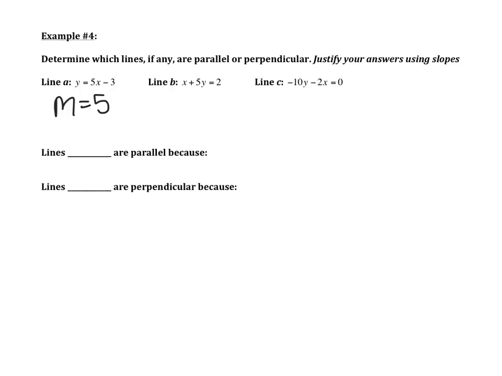When I look at line B, it says x plus 5y equals 2. So the y is not by itself in this equation. This is actually in standard form. In order to identify what the slope is, I have to have y by itself. So that's what I'll do. The first step would be to subtract x. So I'd have 5y equals 2 minus x. And I would divide both sides by 5.